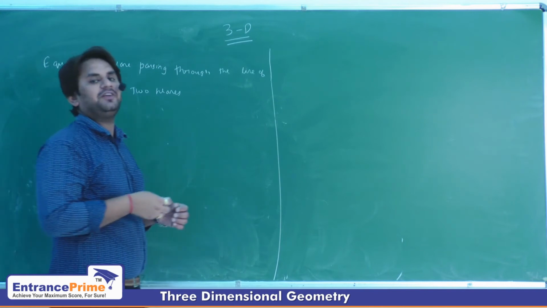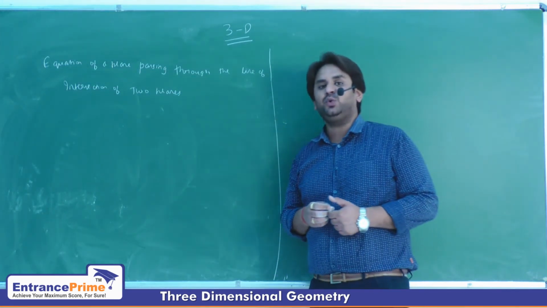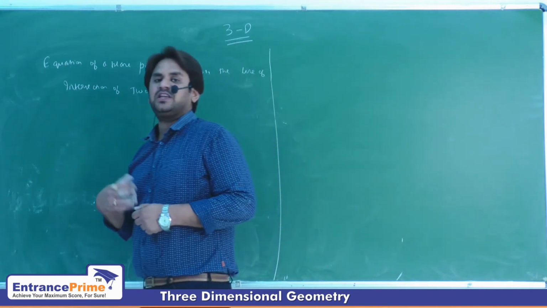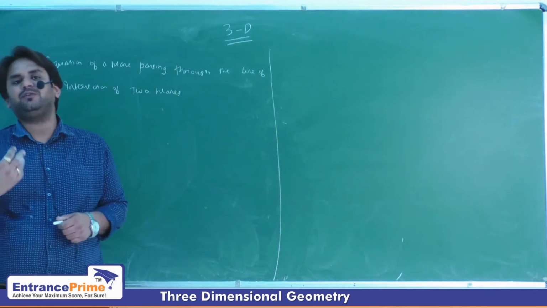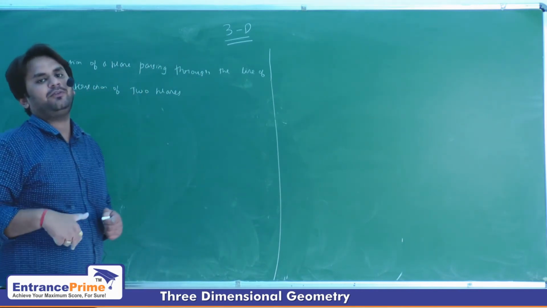In coordinate geometry we have studied, then find the equation of a line that is passing through the point of intersection of two lines L1 and L2. So it is given by what? L1 plus lambda times of L2 is equal to 0. That we have studied in coordinate geometry. Similarly, that case will be followed in this.